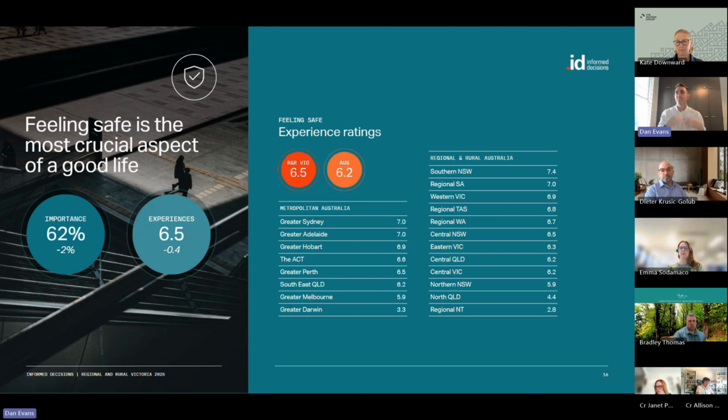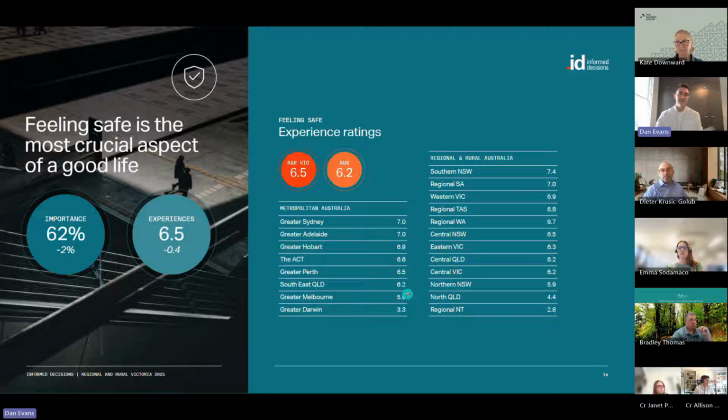What we learned here in looking at regional and rural Victorians is that, yes, we spoke before about how the experiences are a little bit better than the average Australian, but by and large, Western Victorians rated their local area a little bit better than Central Victorians and Eastern Victorians, but it's kind of there or thereabouts. Southern New South Wales residents rated their local area 7.4 out of 10 for feeling safe. Greater Melburnian residents rated their local area 5.9 out of 10 for feeling safe. A significant decline. I'll speak to that on the next slide.